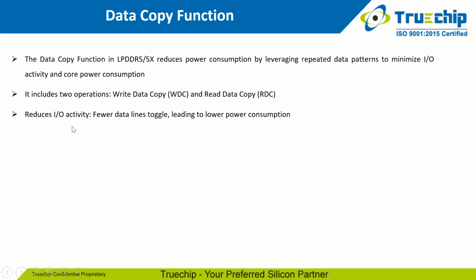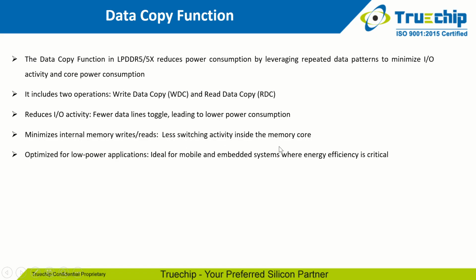Reduces input-output activity. Fewer data lines toggle, leading to lower power consumption. Minimizes internal memory writes and reads. Less switching activity inside the memory core. Optimized for lower power applications, ideal for mobile and embedded systems where energy efficiency is critical.